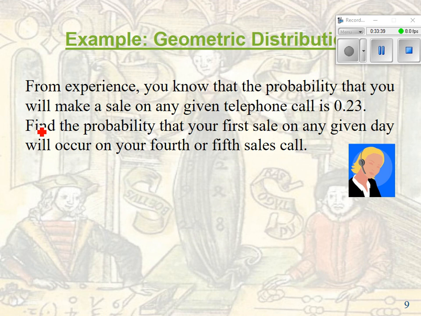So on this, we just got to find P, Q, and X. What's P this time? 0.23. What's Q?